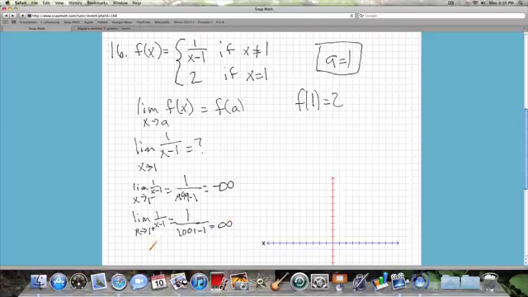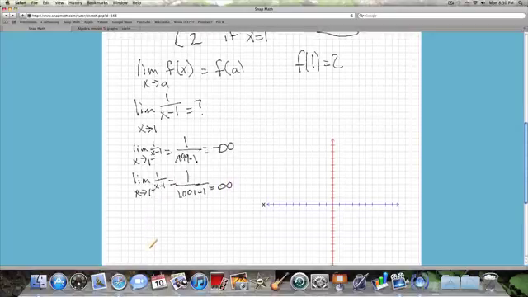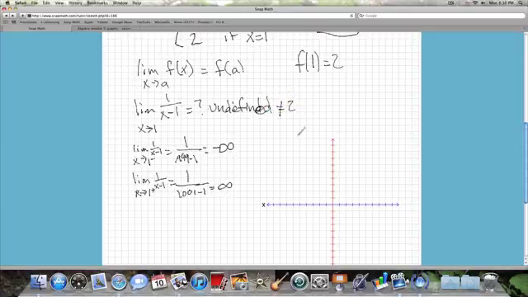So we know that this limit actually doesn't even exist because these things don't equal the same thing, right? This limit up here does not exist. This is actually undefined. So is undefined equal to 2? It's not. So this is not continuous.